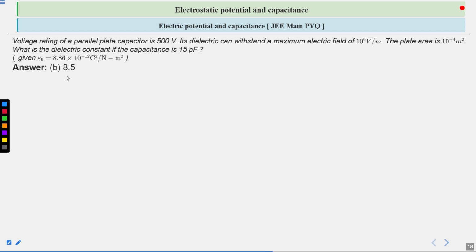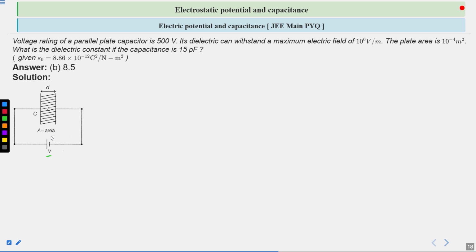So the answer will be B, 8.5. Now let's see the solution. This is the type of arrangement. This is the capacitor and this is the dielectric medium that is inserted between the plates, and the battery is connected in this way. This is D, the separation between the plates of the capacitor.